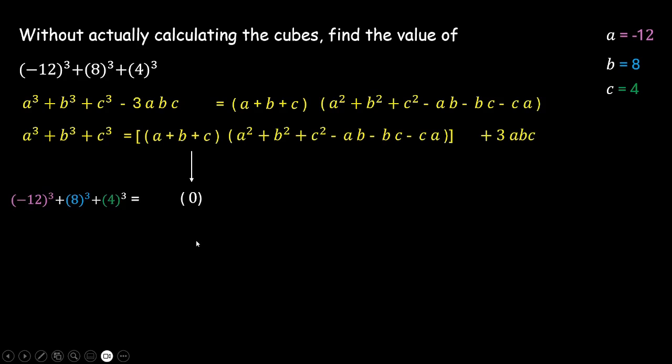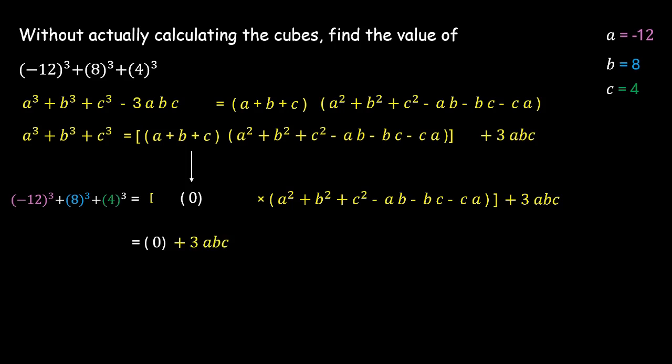So 0 into anything, right? This is one huge term. We are not even calculating it because 0 into anything will just result in 0. Then we have plus 3abc. So 0 into something will give us 0. We are only left with positive 3abc. Let's just put the values. A is minus 12, b is 8 and c is 4. Calculate it and we get the answer.